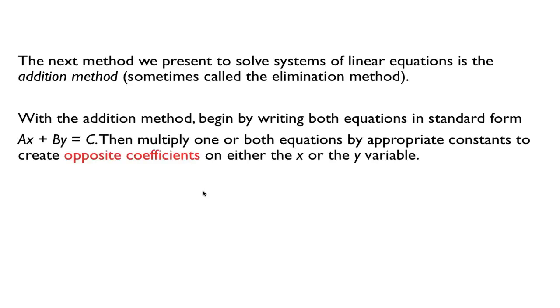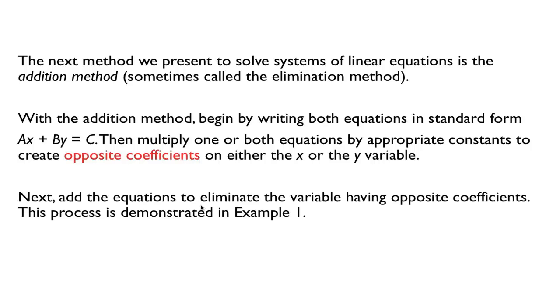So again, we're going to have a linear equation in standard form: ax plus by is c, and the goal is to eliminate one of the variables by multiplying by the appropriate constant, so that one of the coefficients is the opposite of the coefficient in the other equation, helping us to eliminate one of the variables. So I think the key here is to look at an example.